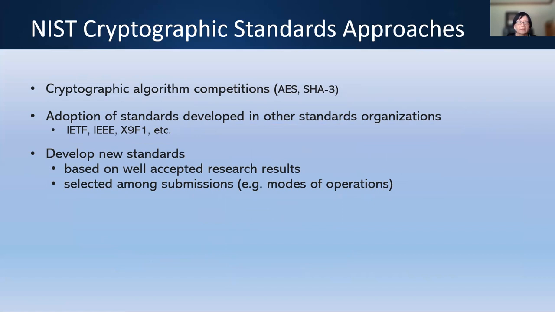Then you must have a question about how NIST makes a decision about what to standardize. There are some major methods NIST uses to select their standards. The first one is the cryptographic algorithm competition, like AES and SHA-3. The second is to adopt standards developed in other standards organizations, for example, IETF, IEEE, X9F1, and others. NIST also develops some new standards based on well-accepted research results, for example, the key derivation function, and also selects among submissions, for example, modes of operations. These are the major methods for NIST to select cryptographic standards.